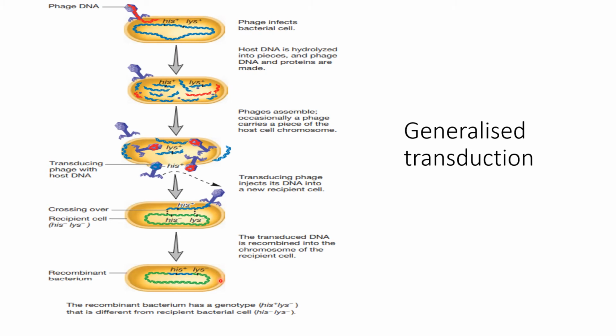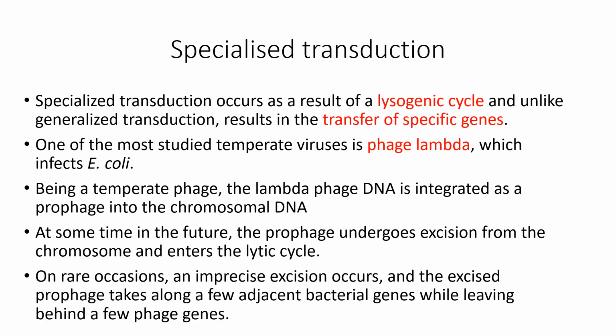And please go through the previous two slides to understand it in words. Now let us see the second type of transduction, that is specialized transduction. It occurs as a result of lysogenic cycle. As I already told you, generalized transduction happens during the lytic cycle of virulent phages, whereas the specialized transduction occurs during the lysogenic cycle of temperate phages. Okay, and why do we call it specialized transduction? Because here there will be transfer of specific genes happening. There any gene can get transferred, whereas here specific genes are transferred.